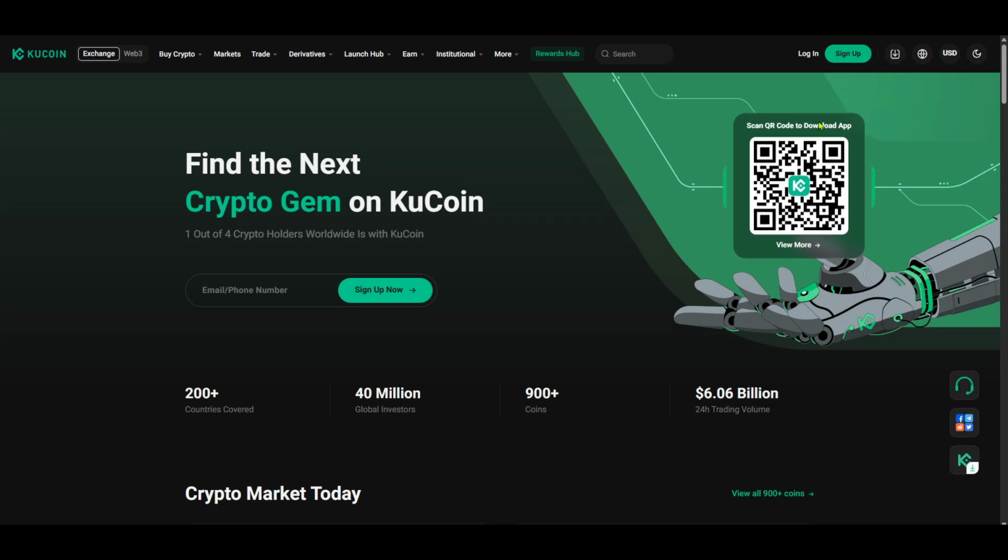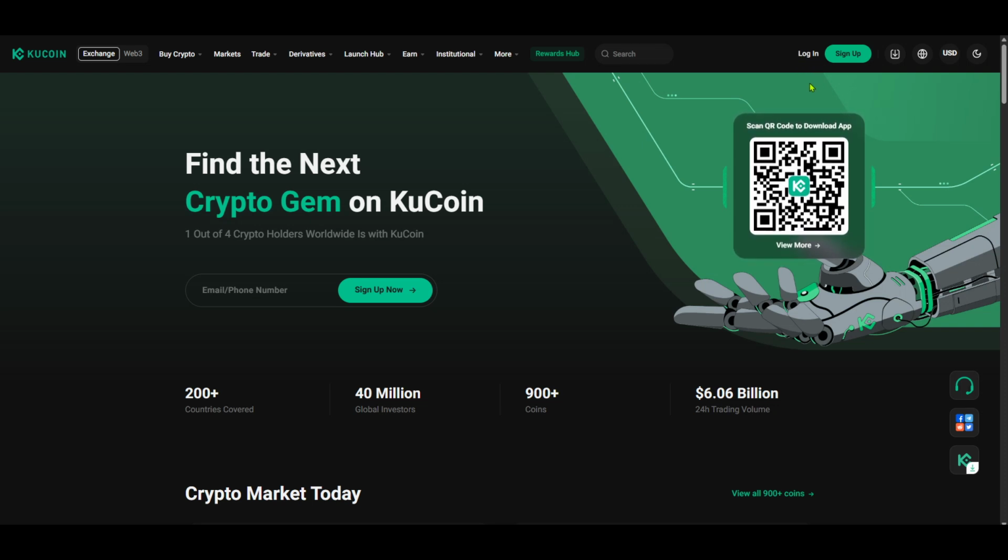First things first, head over to the Kucoin website. It's crucial to ensure you're on the official site to avoid phishing attempts, so double-check the URL. Once you're there, it's time to log in. Click on the Login button, and you'll be prompted to enter your credentials. If you don't have an account, you'll need to sign up first. But remember to use a strong password and enable two-factor authentication for added security.